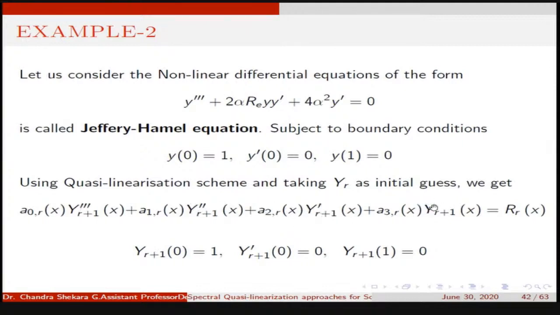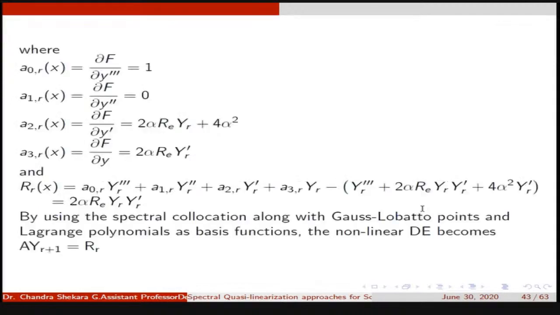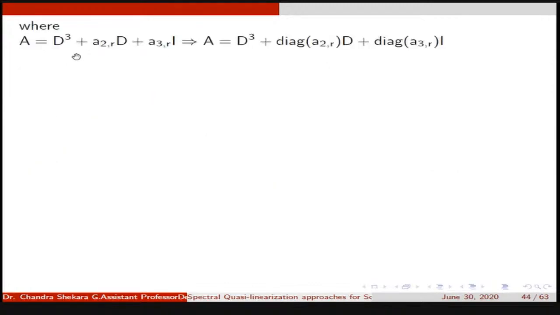And here it is non-derivative, just L, so that becomes the identity matrix of order n plus 1 by n plus 1. So hence that differential equation becomes like this. So A is equal to D cube plus a2r times D plus a3r times I. So here these coefficients a2r and a3r will be having impact only on diagonal elements. So I've written it as diagonal of a2r and diagonal of a3r.